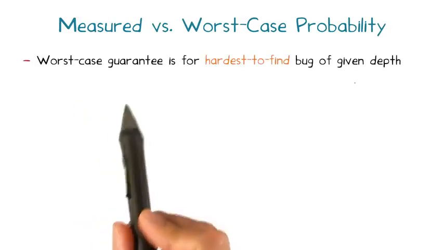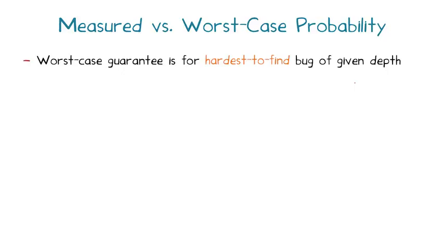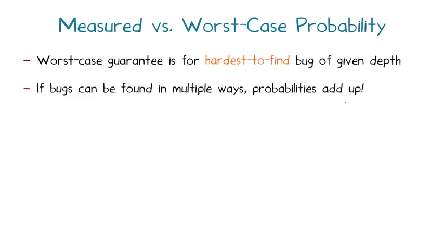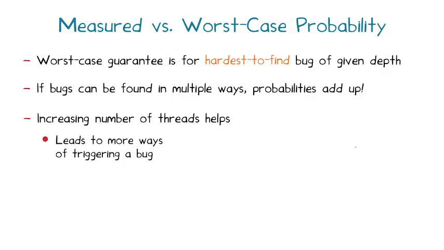The theoretical lower bound is only for the hardest to find bug of a given depth. That is, a bug that has exactly one thread schedule that causes it to trigger. If a bug can be found via multiple thread schedules, then the probability of finding that bug is the sum of the probabilities that each of those schedules is chosen. And while the theoretical lower bound decreases as the number of threads increases, in practice we see that the probability of finding a bug increases as the number of threads increases. This is because having more threads typically means there are more ways to trigger a bug. Let's look at some real measurements that depict this phenomenon.